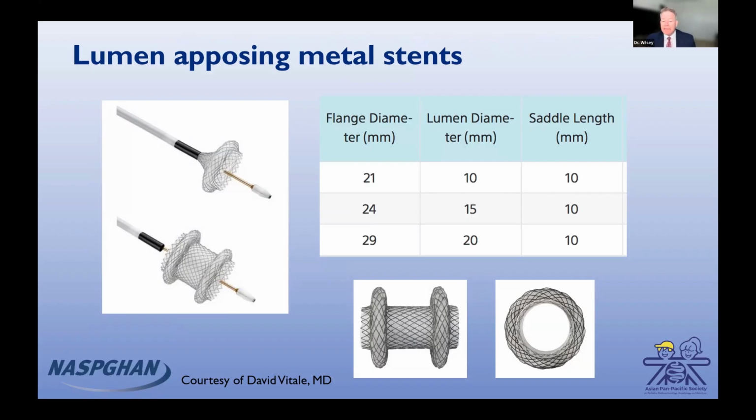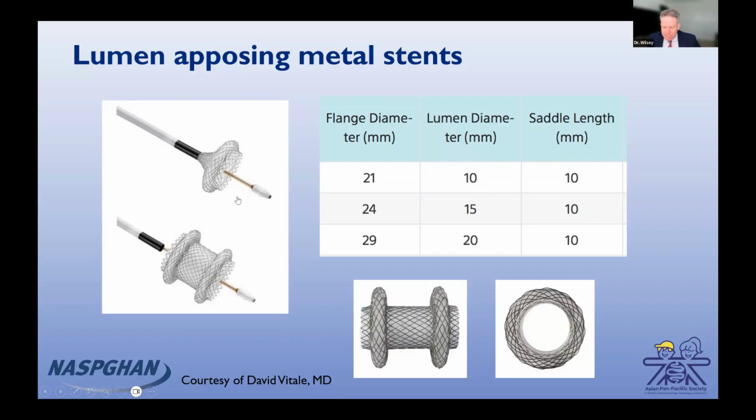So lumen-apposing metal stents. This has changed the management of pancreatic pseudocyst, and it looks like a barbell, right? And so you have one lumen. So what you do is you try to get the stent across through the stomach into the cyst. And then you release one end, so the barbell is on the inside, and then it releases one in the pancreatic cyst and then one in the stomach, and it's lumen-apposing. And they come in different sizes. They come in different saddle lengths, usually 10, and the luminal diameter can be 10 to 20 French.